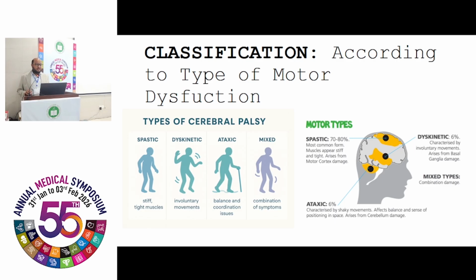The commonest one, as I told you, is spastic, 70 to 80%. It usually appears as stiffness and tightness from the motor cortex area. Another is dyskinetic, which basically involves involuntary movement of the body. Ataxic is around 6%, and there is an effect on balance and coordination. Sometimes it is mixed, and sometimes it is hypotonic as well.